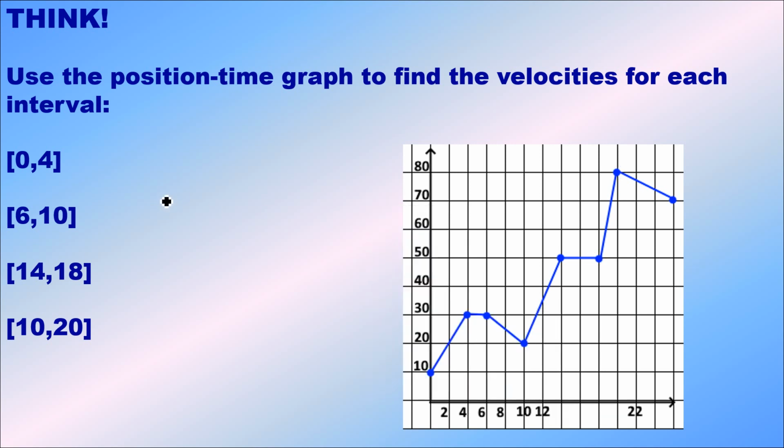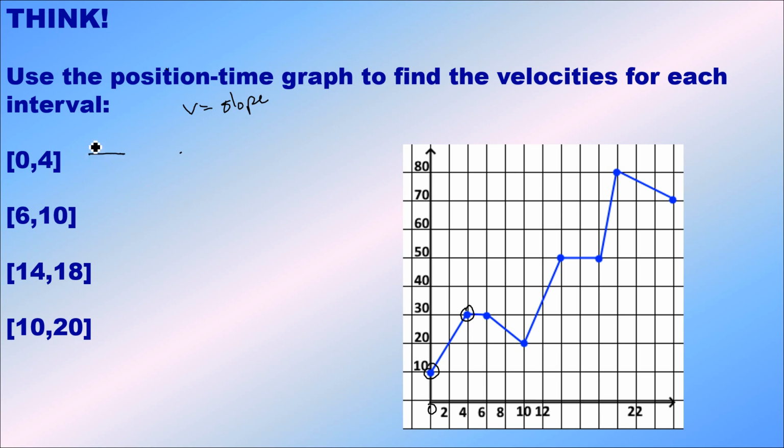All right, now let's actually go answer the question. The question asks us to find the velocities for each time interval. When you see brackets like this, it means an interval. So I want to know what is its velocity from 0 to 4. And on a position time graph, our velocity is going to equal the slope of the line. So from time 0, that would be this point, to this point.